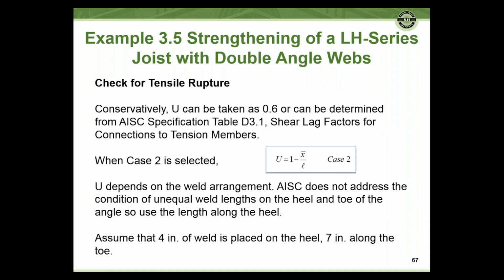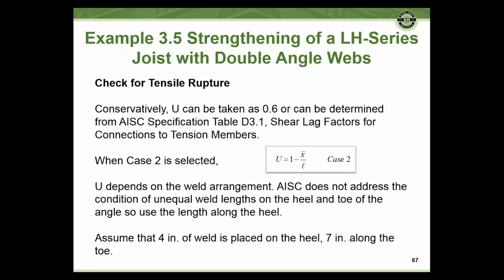Now, last, let's check tensile rupture, because this is a tension member, and because we have a little bit of an offset, there's the possibility of shear lag. We're going to check and see if there's a potential for that. In AISC, we've got to look at our U value. For conservatism, we can take a U of 0.6, or we can calculate it from Table D3.1 using the shear lag factors. We're going to select case 2.